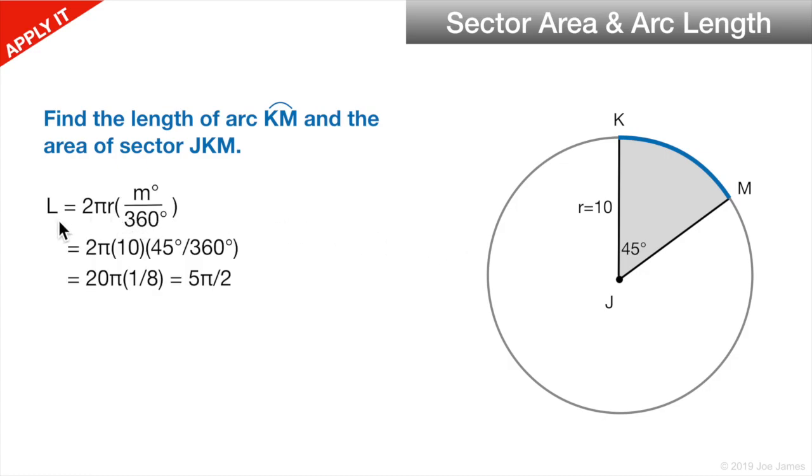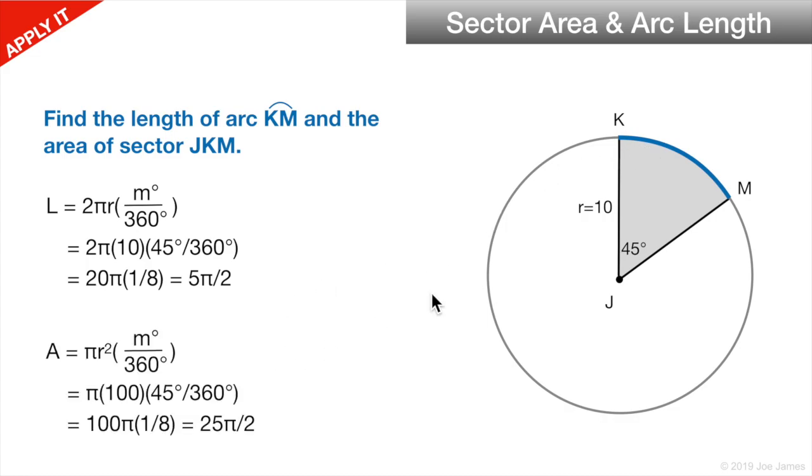The length, we can just apply our formula here. Let's plug in our numbers. 2 pi r times m degrees over 360 degrees. That's our formula for the length of the arc. So let's plug in what we know. The radius is 10 and m is 45 degrees. So we divide all this out, multiply it out, we get 20 pi times 1/8. And when we reduce that, we get 5 pi over 2. We'll just give our answer in the form of pi. So 5 pi over 2 is the length of this arc.